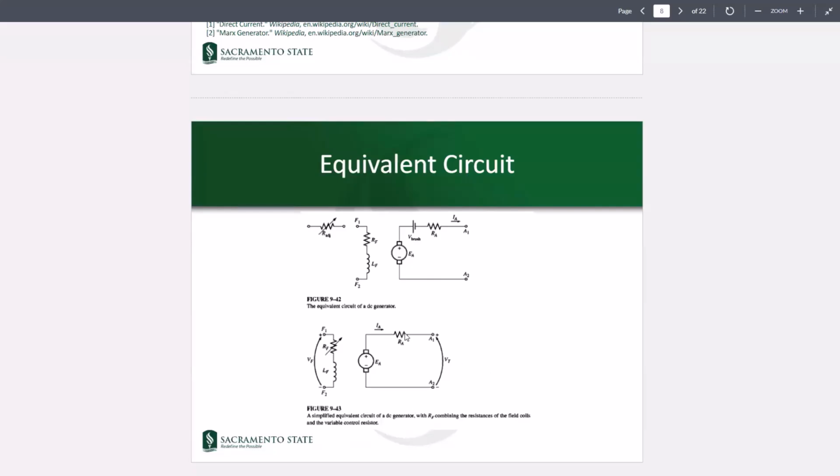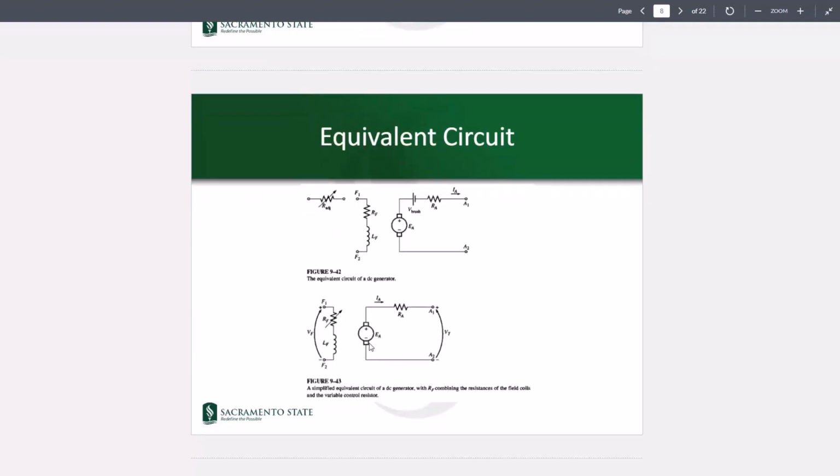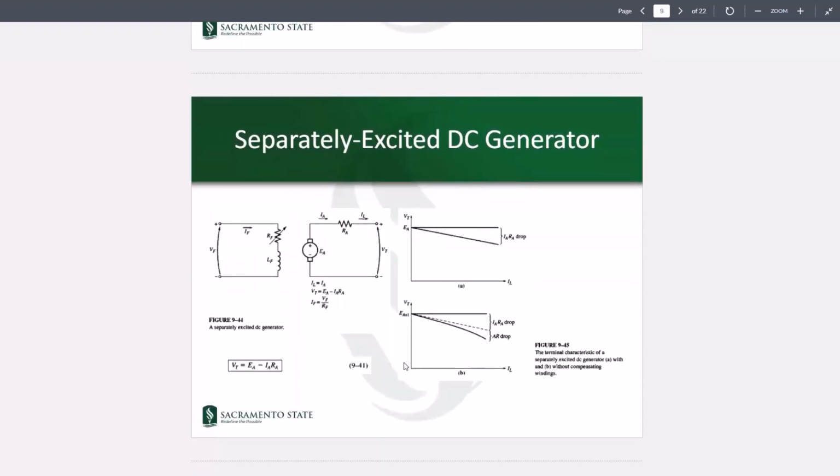Now, depending on the type of generator, whether that's separately excited, shunt, or series, we would need to combine these circuits together in different ways. So the first one would be the separately excited DC generator, where the field circuit is quite separated from the armature. V versus IL is the performance characteristic associated with the generator that shows the terminal voltage with respect to the load current.